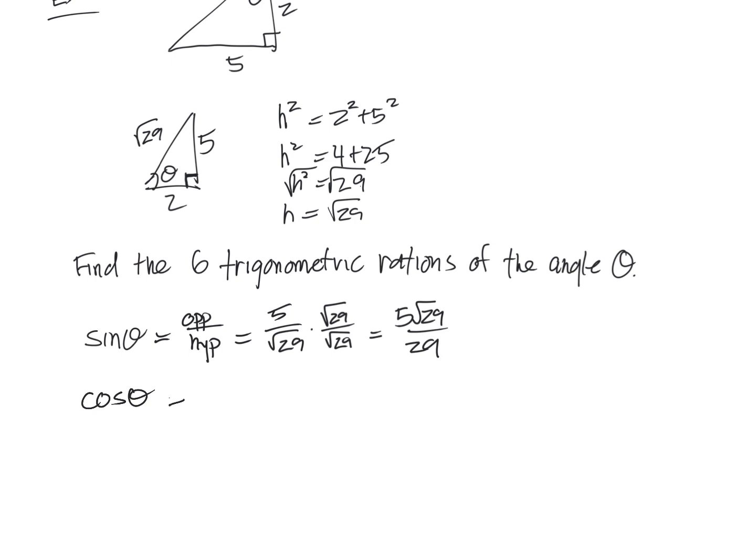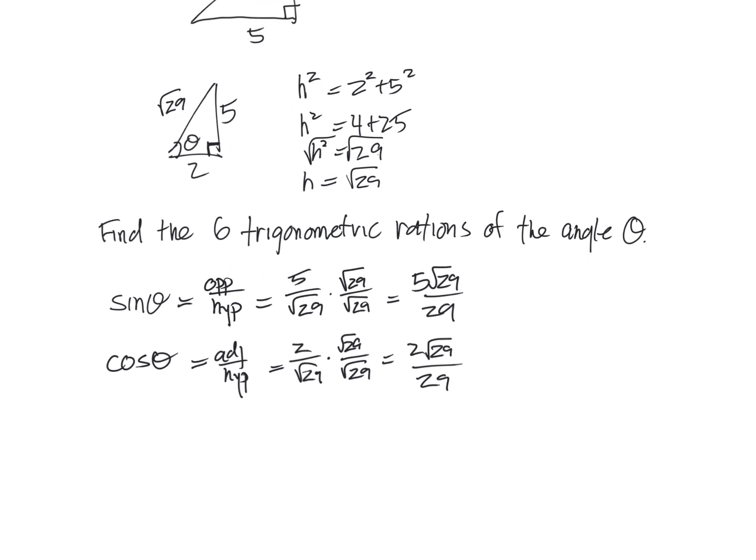Cosine is adjacent over hypotenuse, and the adjacent side is going to be 2 over hypotenuse, root 29. 2 over root 29, again, we rationalize the denominator by multiplying by root 29 over root 29. So this gives us 2 times root 29 over 29.